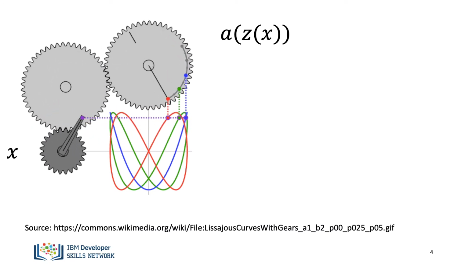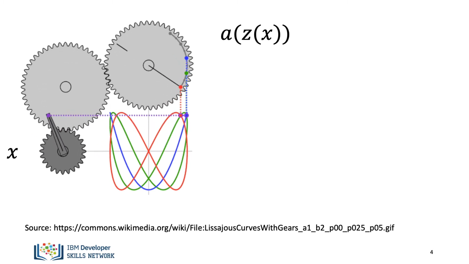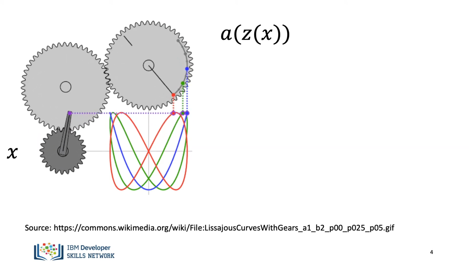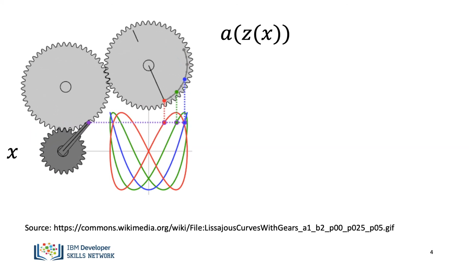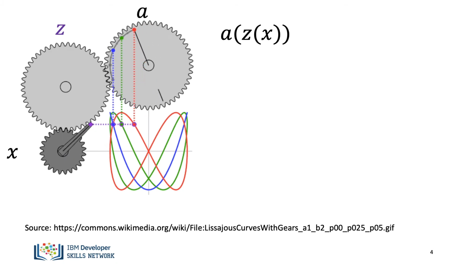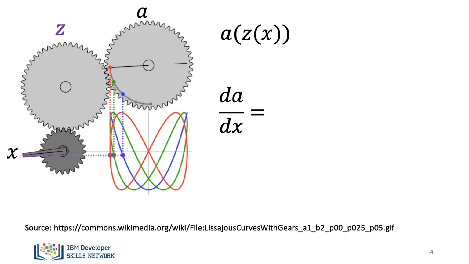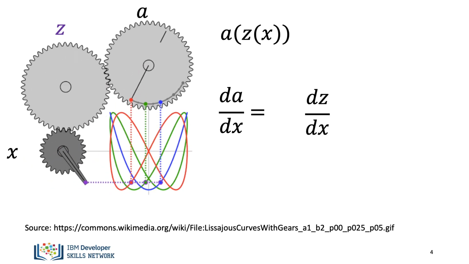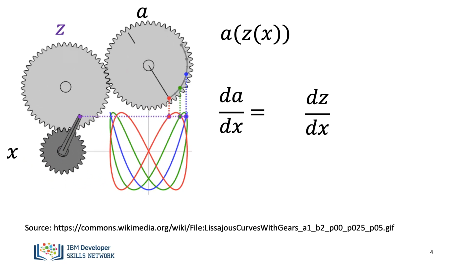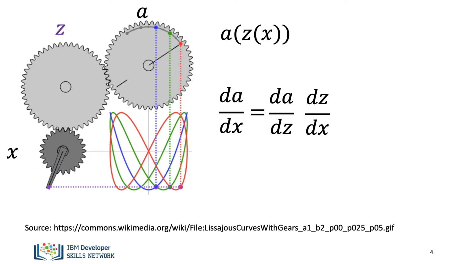The function z is applied to x, and then the function a is applied to the function z. To help illustrate the process, we're going to use this set of gears. We have the gear x, and the gear x rotates at a certain rate, and the gear x affects the gear a. But there's also an intermediate gear, and we'll denote it by z. So it turns out that the rate of a is affected by z, and then by x. So the derivative of a with respect to x is the derivative of z with respect to x, multiplied by the derivative of a with respect to z, and we call this the chain rule.